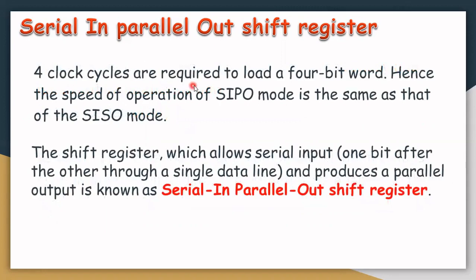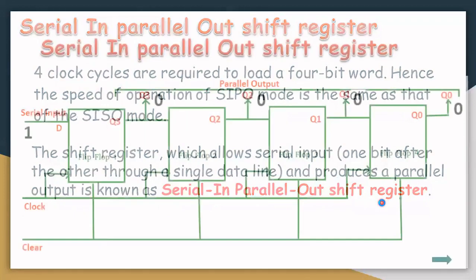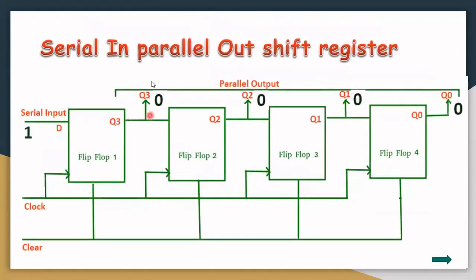So 4 clock pulses are required to load a 4-bit word. Hence, the speed of operation of serial in, parallel out mode is the same as that of serial in, serial out. A shift register which allows serial input one bit after another through a single line and produces a parallel output is known as a serial in, parallel out shift register. This is the logic diagram of the serial in, parallel out register.